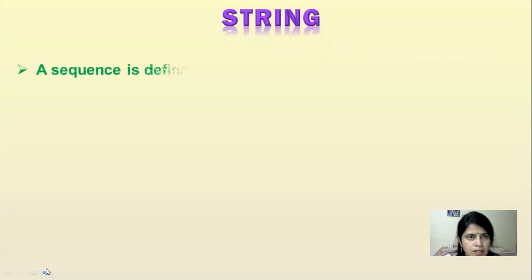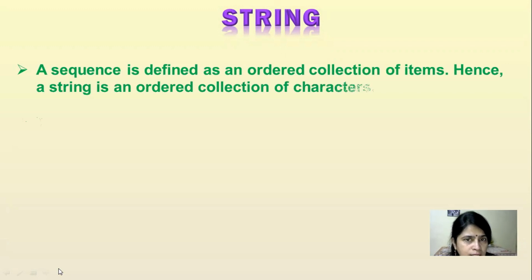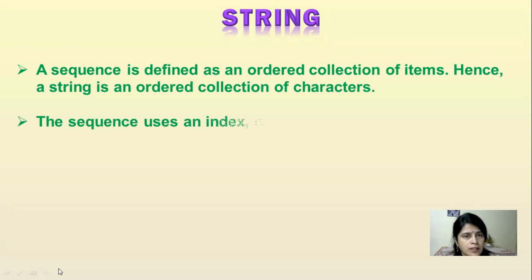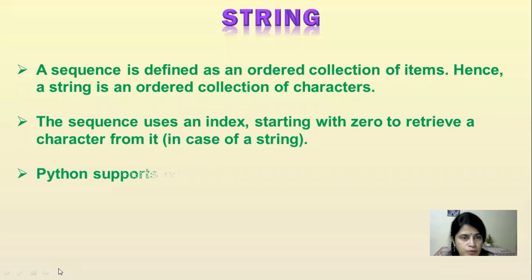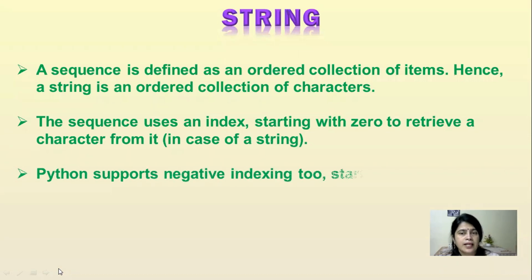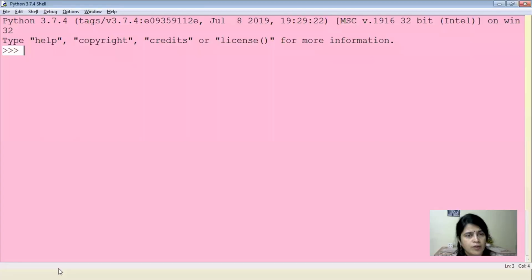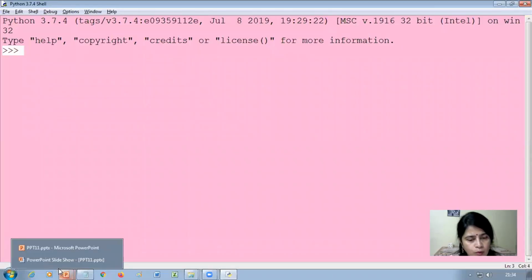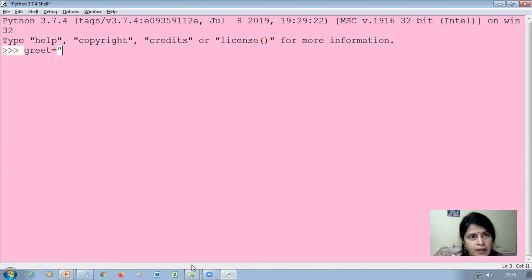The next property of strings: a sequence is defined as an ordered collection of items. Hence we call a string an ordered collection of characters. A sequence uses an index starting with 0 to retrieve a character from it, in the case of a string. Python supports negative indexing too, starting with minus the length of the string till -1. Well, let us see what I'm exactly talking about. Now see here, if we write greet equal hello.